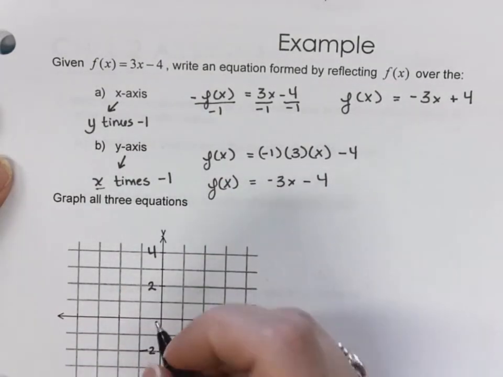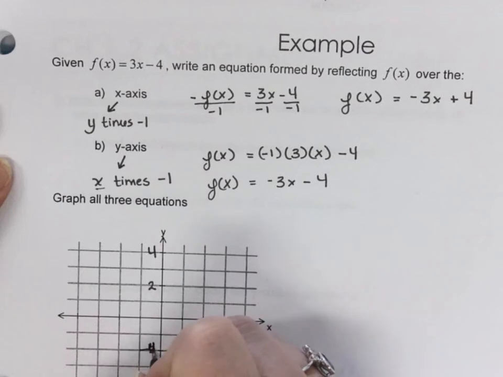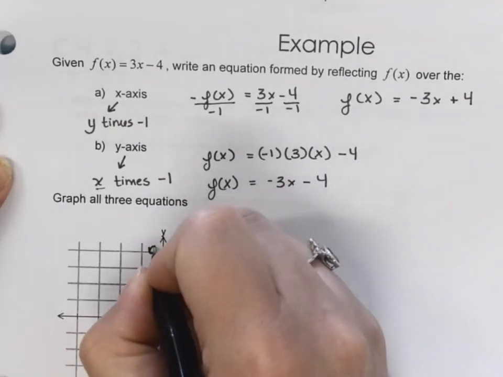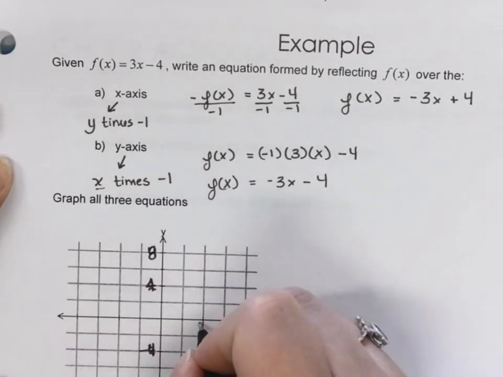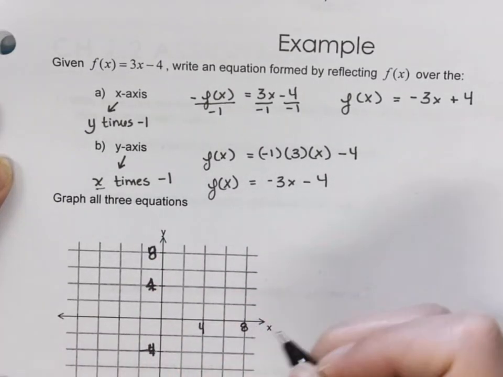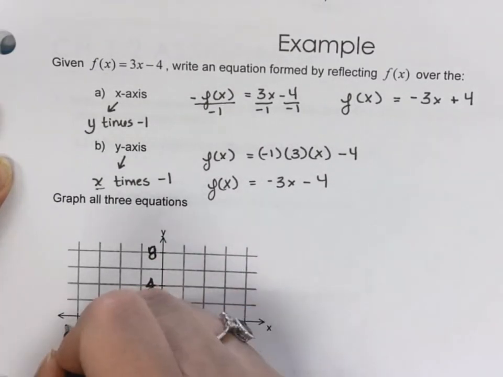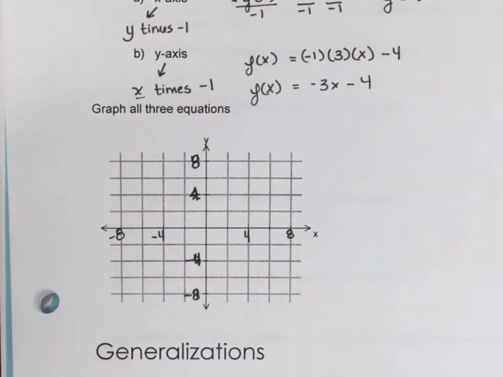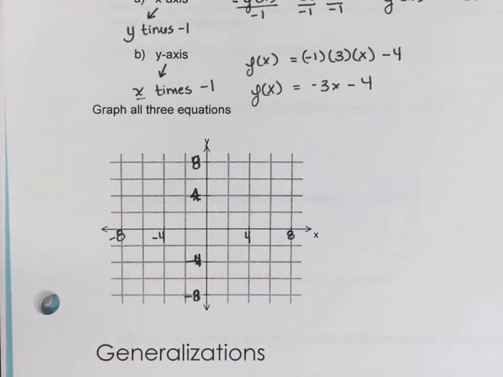Oh, this was a bad idea. Okay, I'm changing these. These are 4. This is 8. This is 4. This is 8. 4, 8, -4, -8. All right. Sorry, my scale. I got a little excited there. Okay, let's graph that first one.